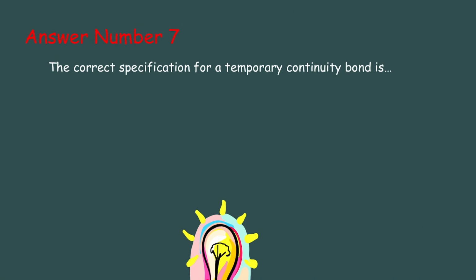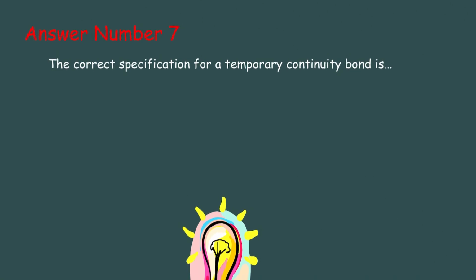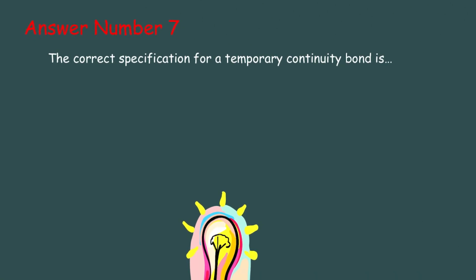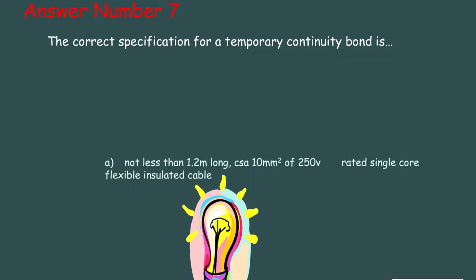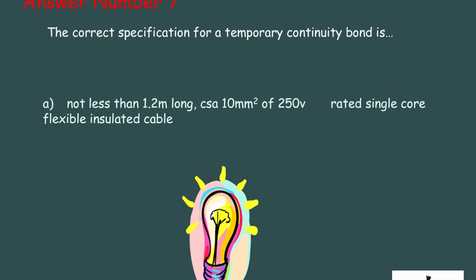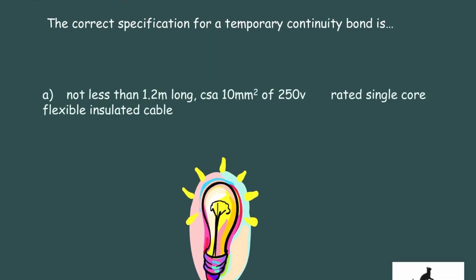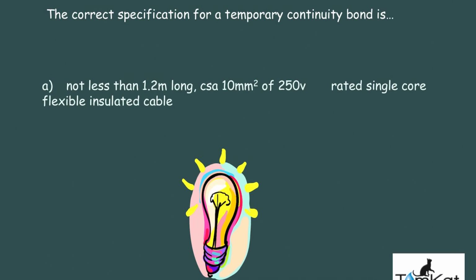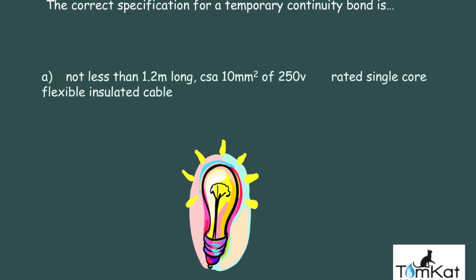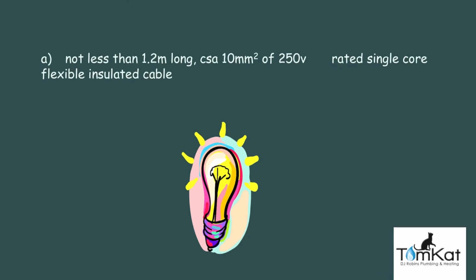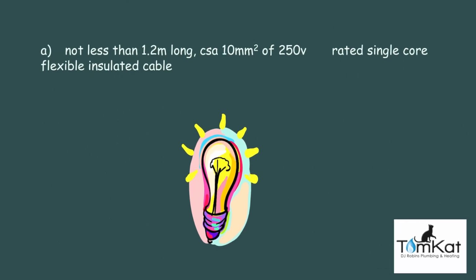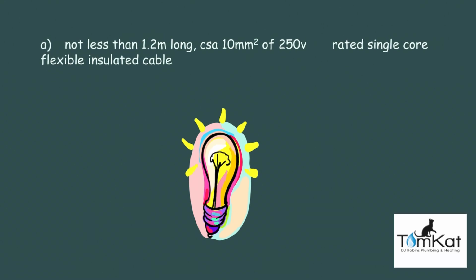The answer to question 7 in part 5, the correct specification for a temporary continuity bond, is A: not less than 1.2 metres long, cross-sectional area of 10 mm squared, of 250 volts rated single core flexible insulated cable. And that is the answer to question 7 in part 5.